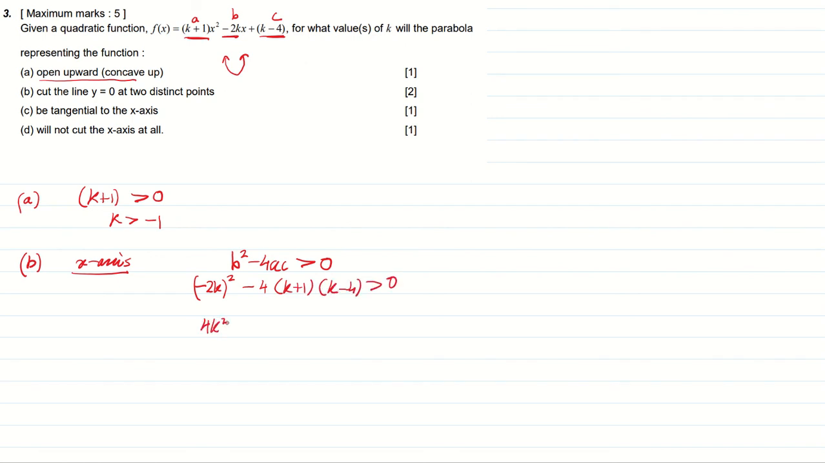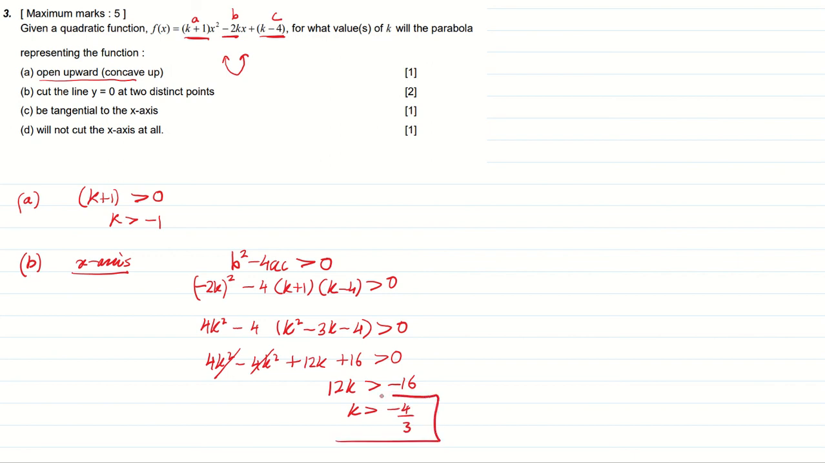So 4k square minus 4, this is (k square minus 3k minus 4) is greater than 0. So when you open the brackets, 4k square minus 4k square, 12k, and this is 16 is greater than 0. This cancels off. So 12k is greater than minus 16. So k is greater than, 4 4s are 16, 4 3s are 12. Yeah, this is one of the solutions.